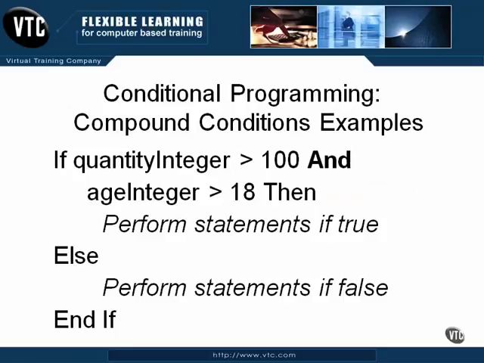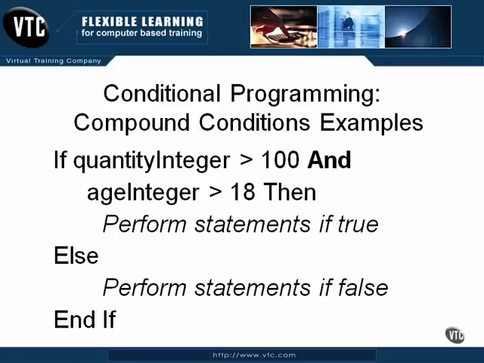For example, if you want to compare the value of quantity integer to the value of 100 and the age integer variable to 18, you could do so by including the word AND between the two conditional statements. The statements placed immediately after the then clause would only be performed if both of these conditions were true. That is, the AND compound or logical operator requires that both of these conditions be true in order for the entire if-then statement to be considered true.